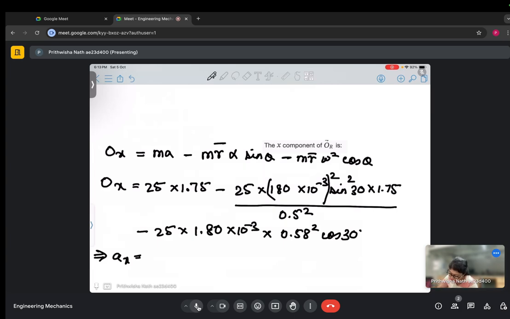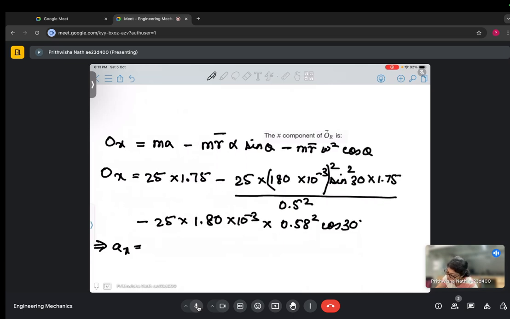So this is 41.02 meter per, yeah, no, so this is the reaction force. This is OX. So this is the reaction component in the x direction. Similarly, we need to find in the y direction, right?